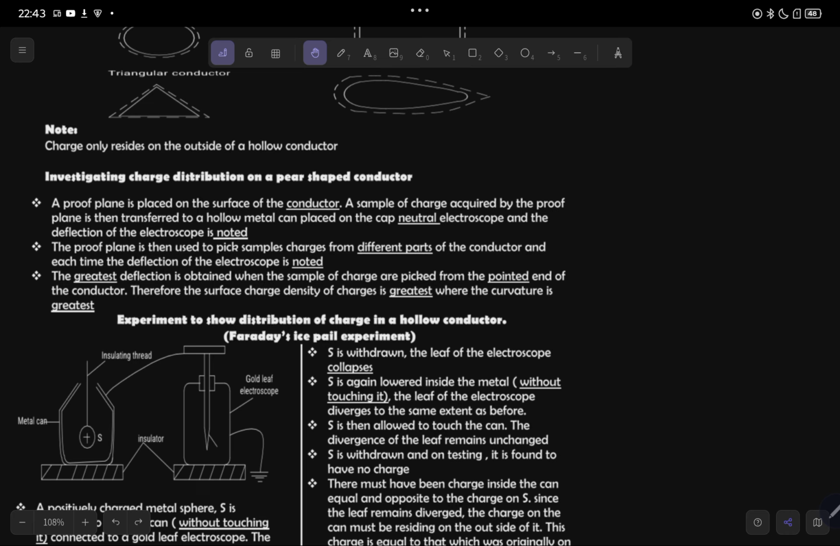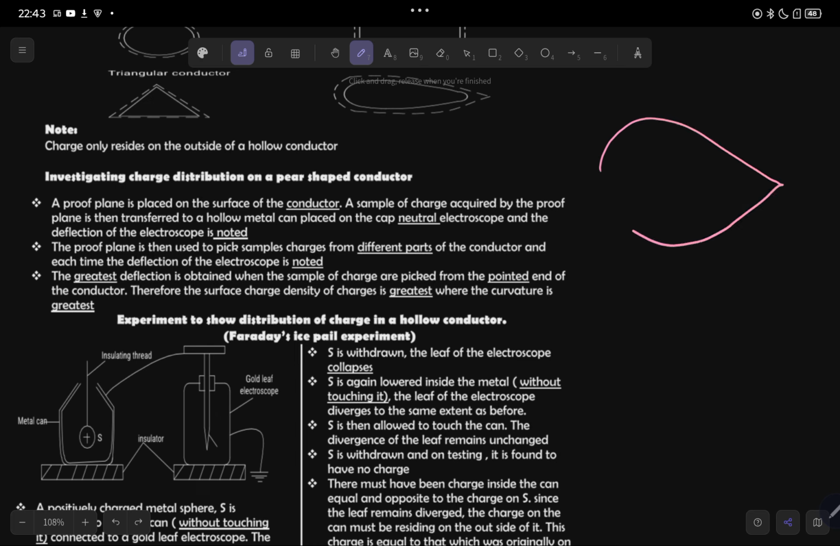Now, to investigate charge distribution on a pear-shaped conductor, I want us to do that one first. By pear shape, we mean this shape that I'm drawing. That one is a pear shape. It has a less curved surface on one side, and it has a sharp edge on the other. That one is a pear-shaped conductor.